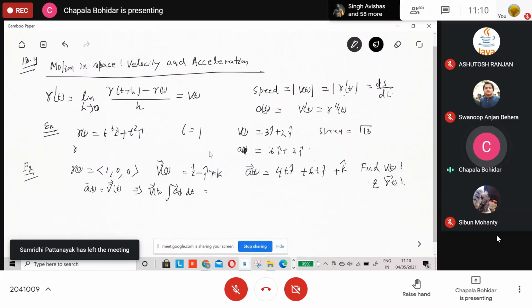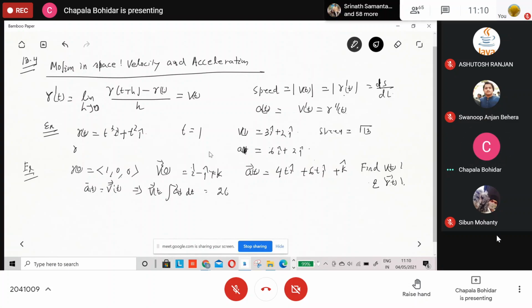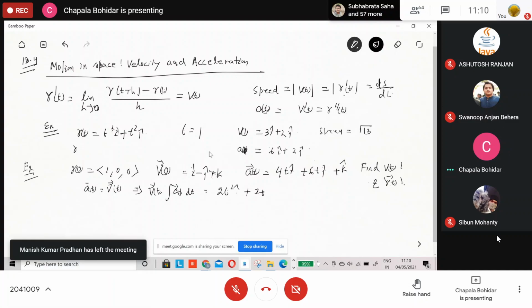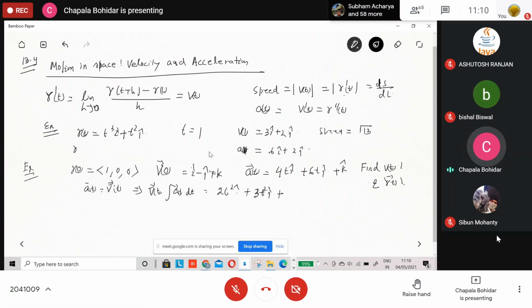Integration of this value, I am writing directly. You'll get 4t square by 2, so it is 2t square i cap. Then t square by 2, so 3t square j cap, plus integrating here we get t k cap. Though it is an indefinite integral, you have to put the constant c. So my aim here is to find out the value of c from the given condition.